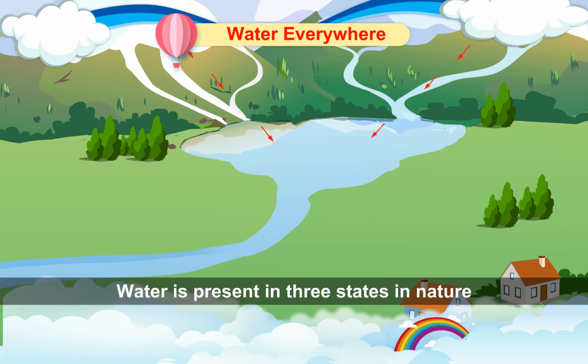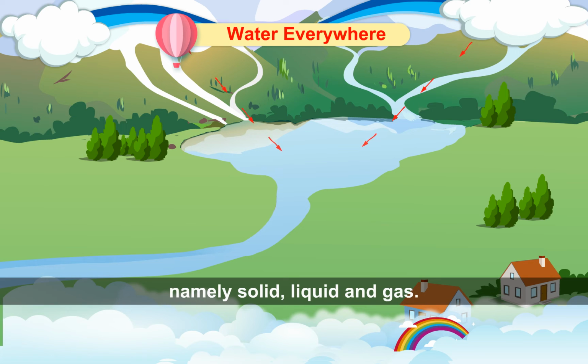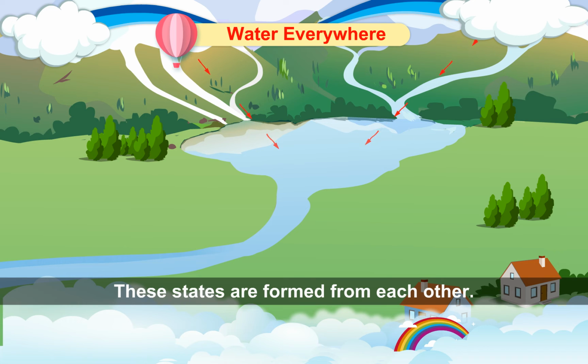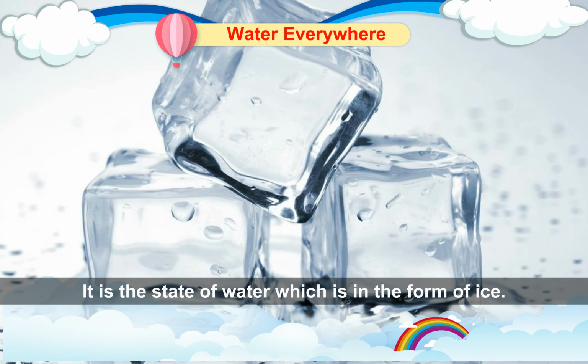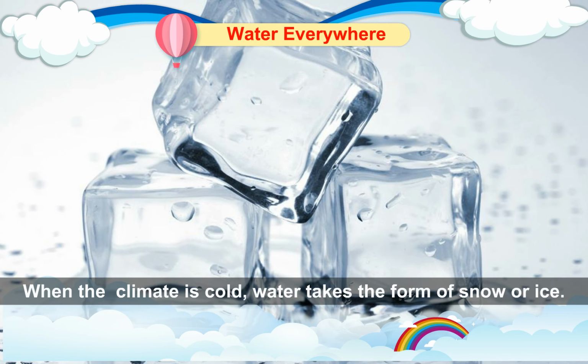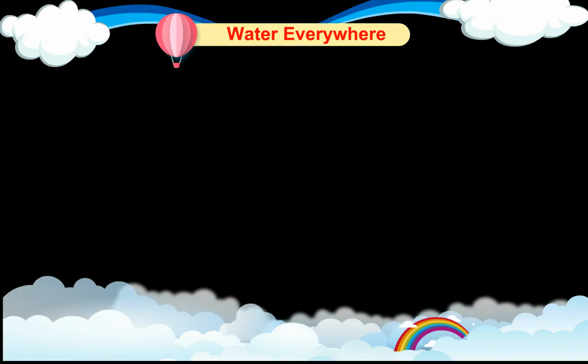Forms of water. Water is present in 3 states in nature, namely solid, liquid, and gas. These states are formed from each other. Solid state. It is the state of water which is in the form of ice. When the climate is cold, water takes the form of snow or ice.